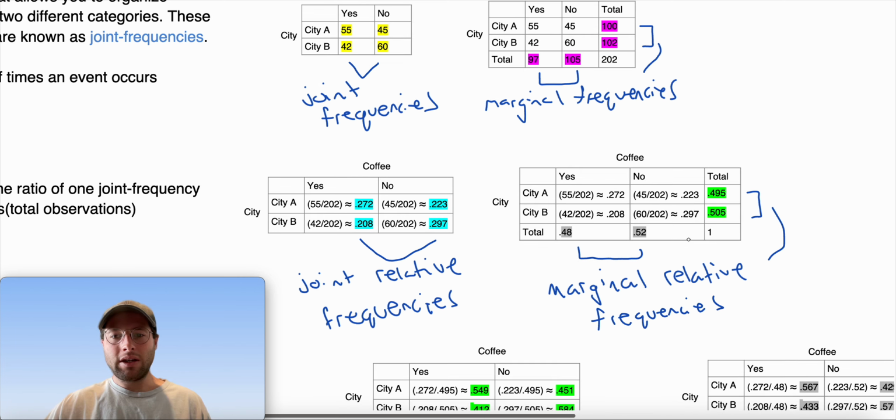And let's look here and see that that is what we're doing. We're adding up the 0.272 plus the 0.208, and that gives us 0.48. We add up 0.223 plus 0.297 and get 0.52. And then 0.272 plus 0.223 is 0.495. And 0.208 plus 0.297 is 0.505.